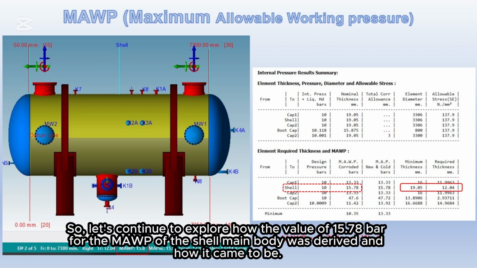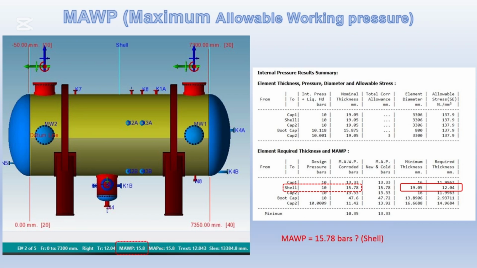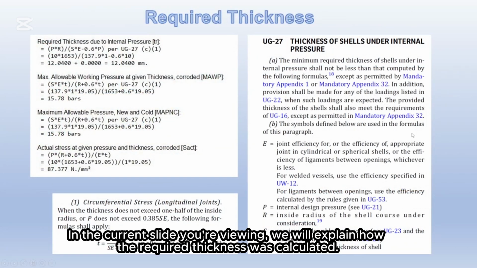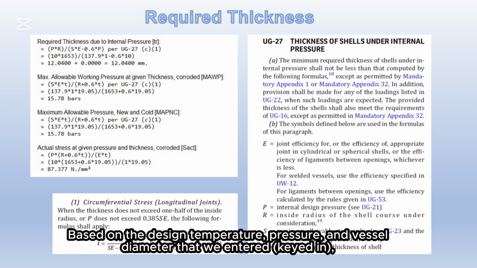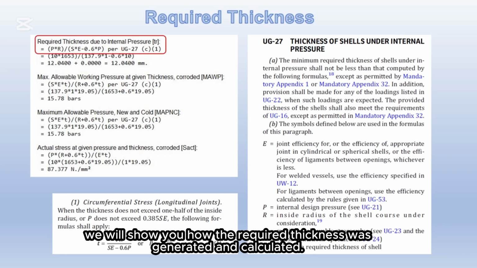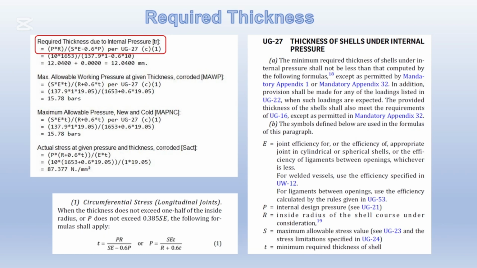So, let's continue to explore how the value of 15.78 bars for the MAWP of the shell main body was derived and how it came to be. In the current slide you're viewing, he will explain how the required thickness was calculated. Based on the design temperature, pressure, and vessel diameter that we keyed in, we will show you how the required thickness was generated and calculated.